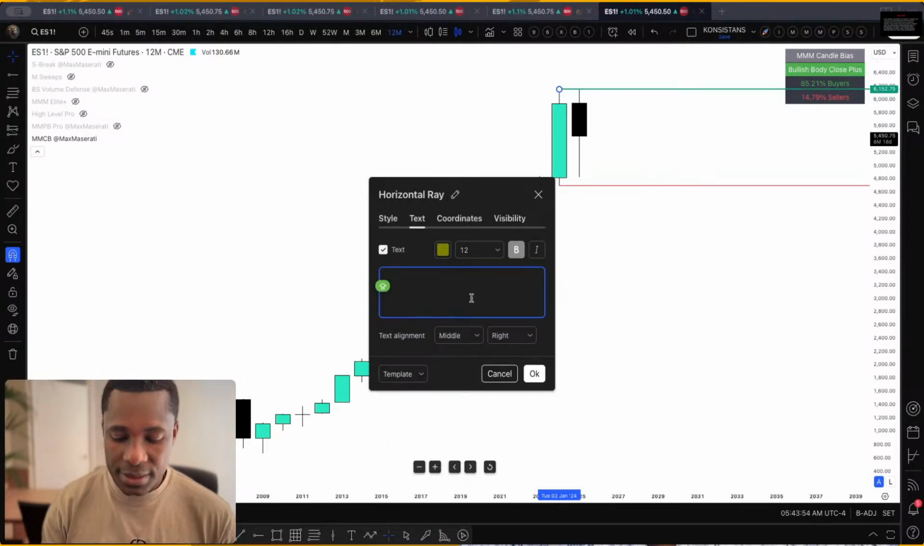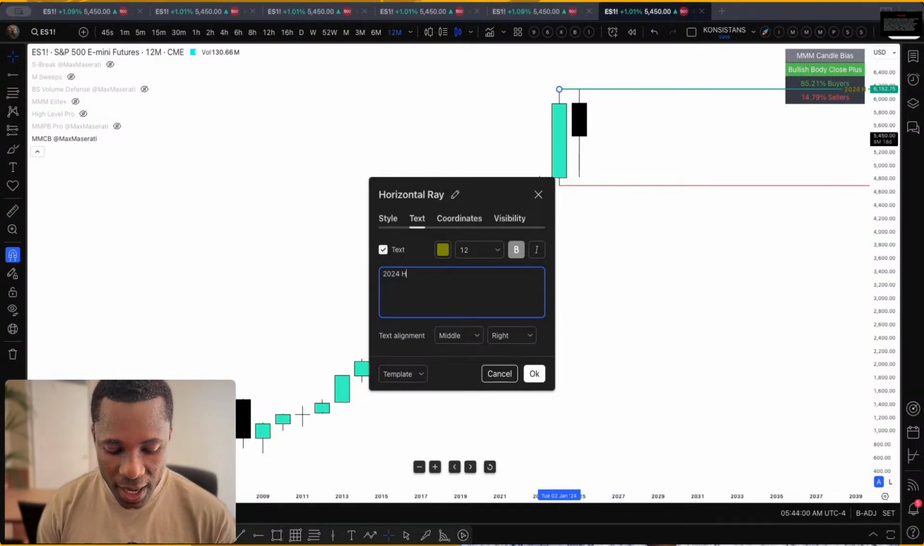So what do we do? We say, okay, this is the 2024 high, and it's our target because we had a bullish body close.